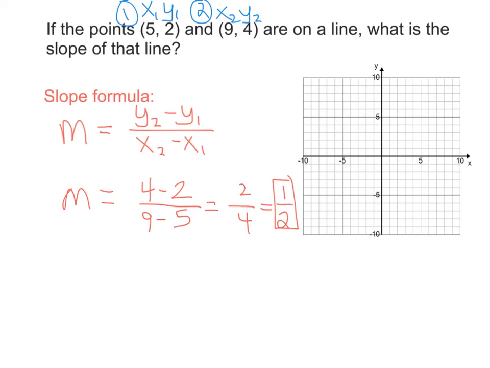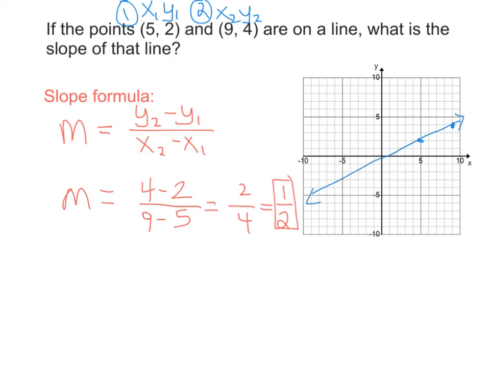Now what does that tell us? Well, it tells us that the line that has these 2 points on it will have a positive slope, so it's going to be going uphill at a rate of 1 unit up and 2 units over to the right. Now let's make sure that makes sense when we plot these points on our coordinate plane. So (5, 2) is right here, and (9, 4) is here. So our line looks like this, right?